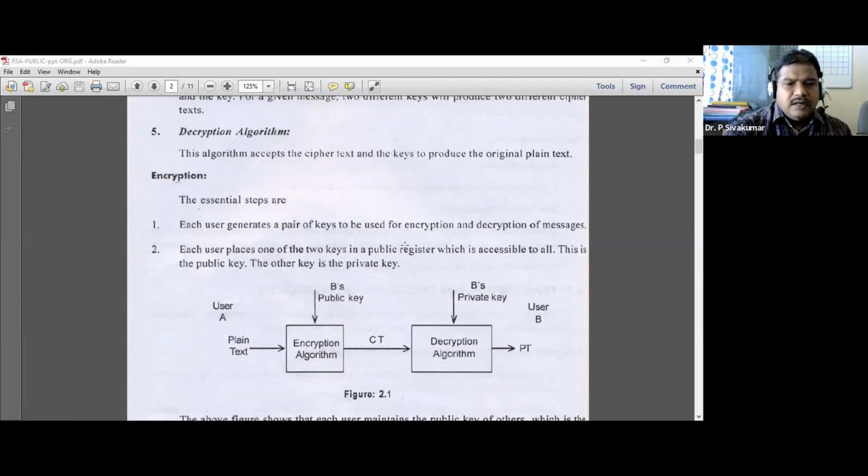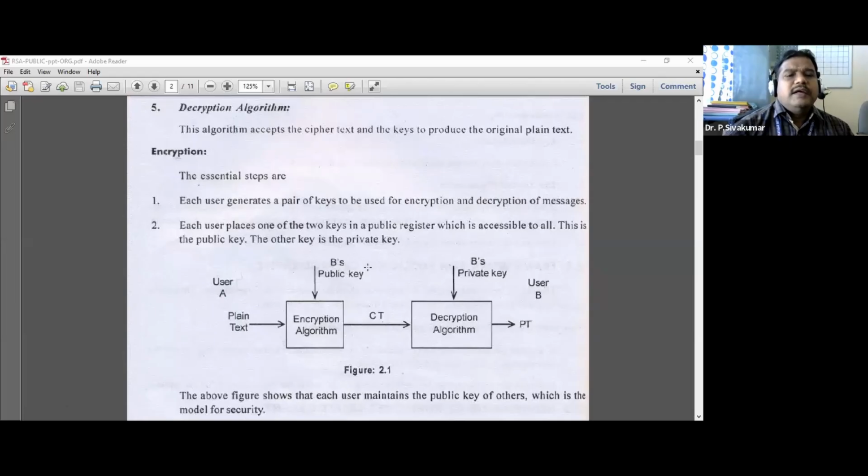So how does encryption work in public key cryptography? Here we use two keys, but remember the previous method, symmetric key cryptography. There, the encryption algorithm uses one single key, the secret key. The same single secret key is used by the decryption algorithm also, but here it is not like that. So you can see this particular diagram.